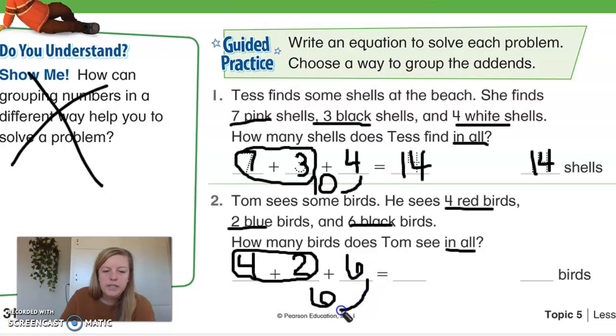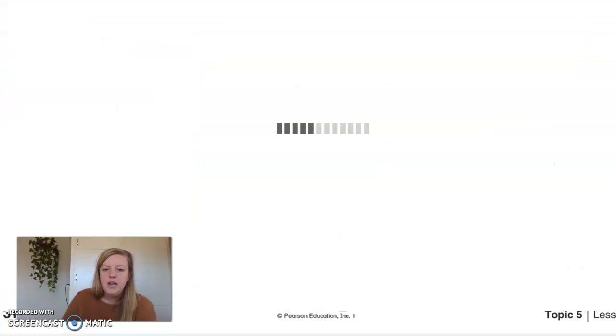Now I'm going to do 6 plus 6. 6 plus 6 is 12 or a dozen. That's a doubles fact. So he sees 12 birds in all. On to the next page.